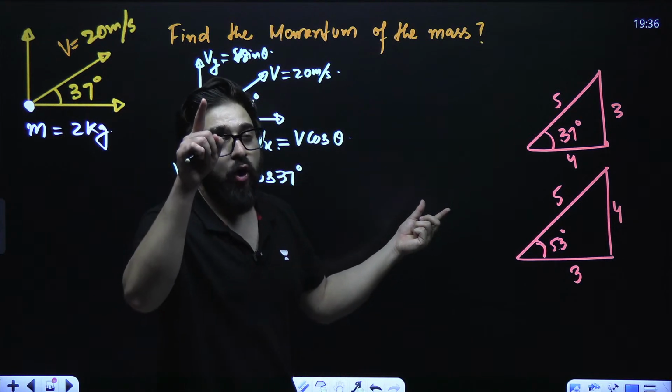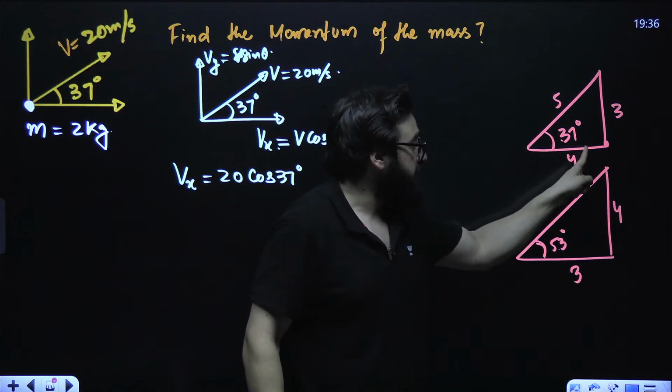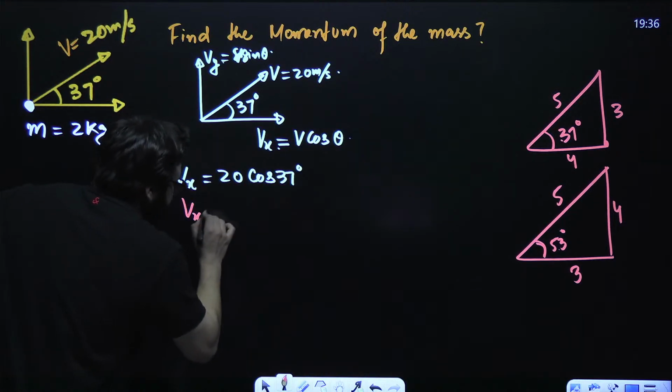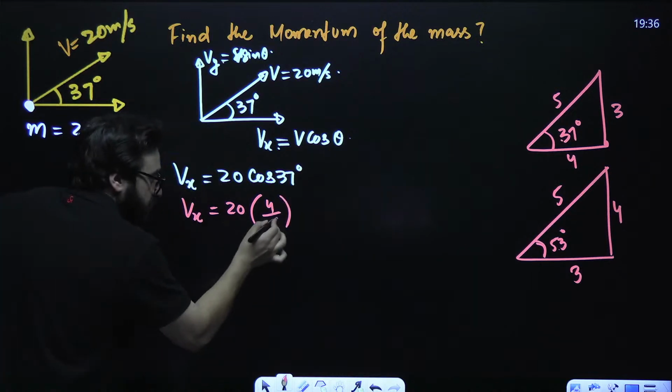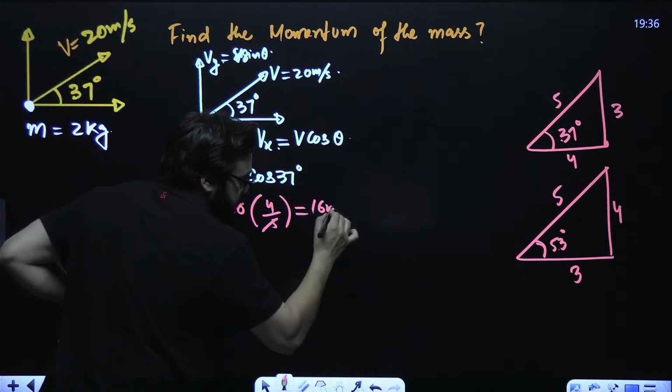Sir, cos means base by hypotenuse. Cos 37, base by hypotenuse, that is 4 by 5. So I can write Vx is equal to 20 into 4 by 5. 5 fours are 20. 4 into 4 is, sir, 16 meter per second.